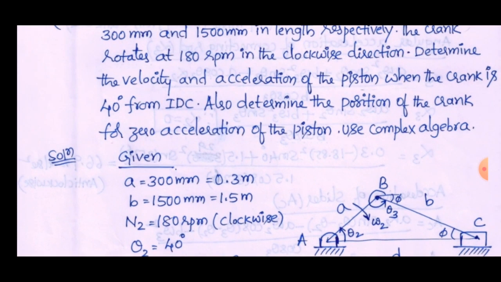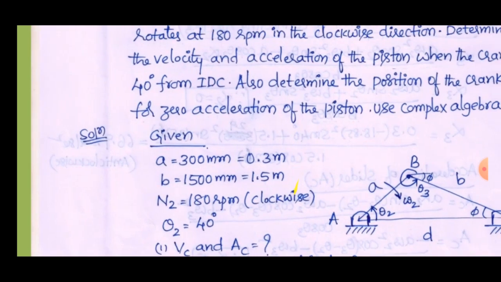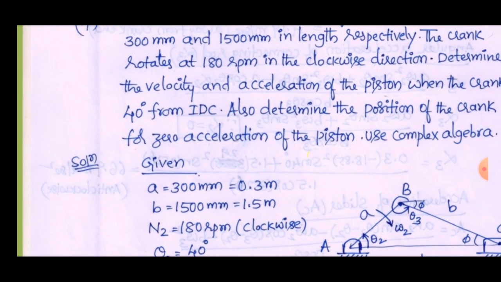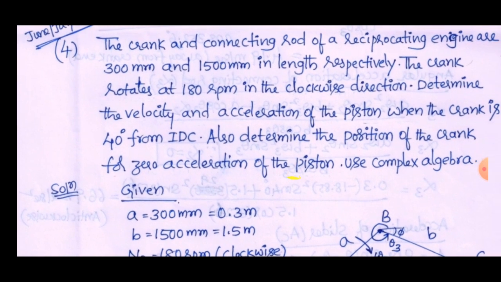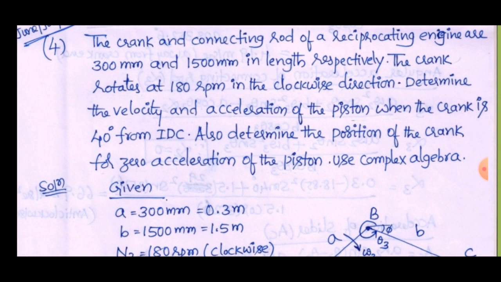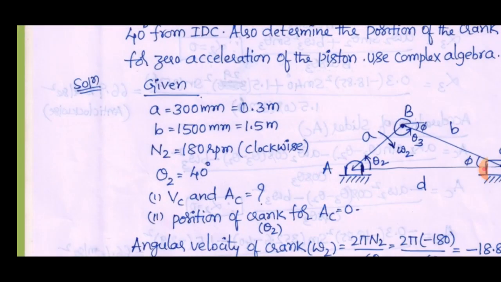determine the velocity and acceleration of the piston. So you have to find VC and AC. That is the velocity of the piston or slider, and the acceleration of the piston or slider, when the crank is 40 degrees from IDC, inner dead center. That is nothing but theta 2 is equal to 40 degrees.